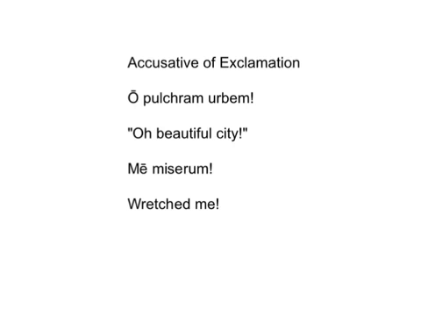So basically this is how sometimes a Roman will exclaim something, and basically they just put it in the accusative case, and you just say "O" or put an exclamation mark behind it. So you can look at the examples: "O pulchram urbem," "O beautiful city," or "Me miserum," "Wretched me." Seems pretty straightforward, right?